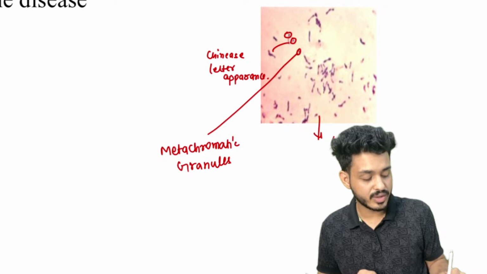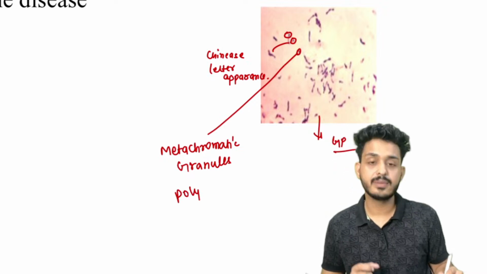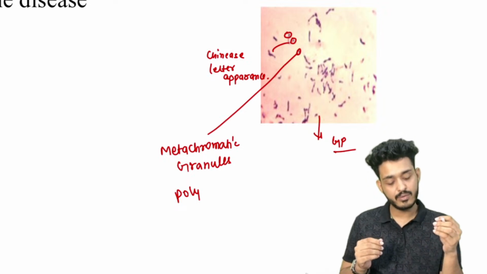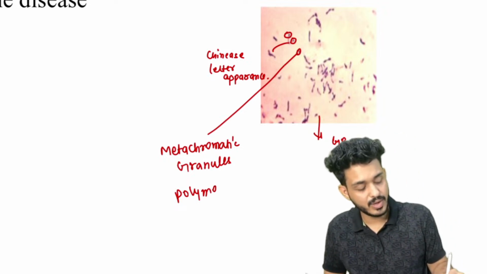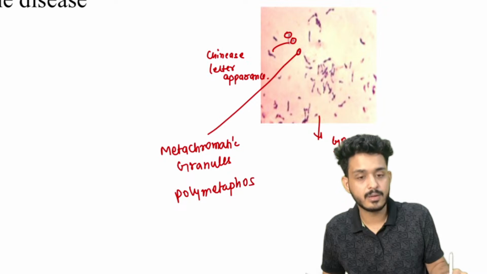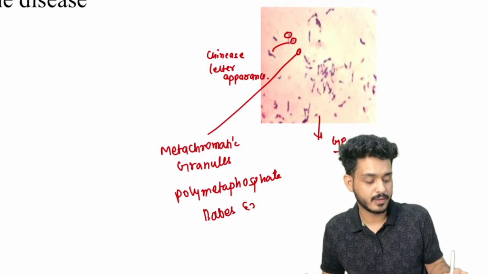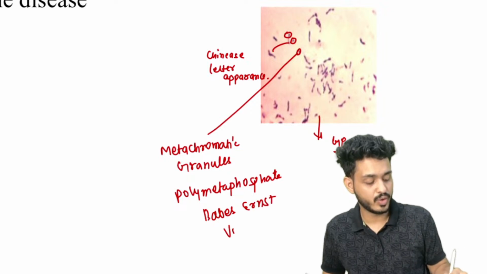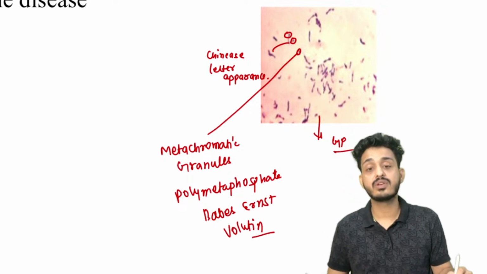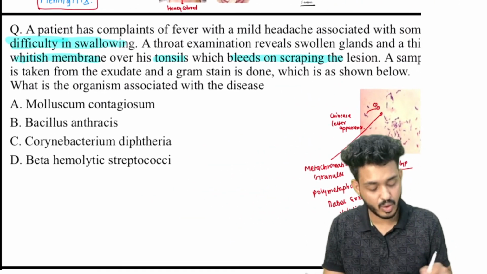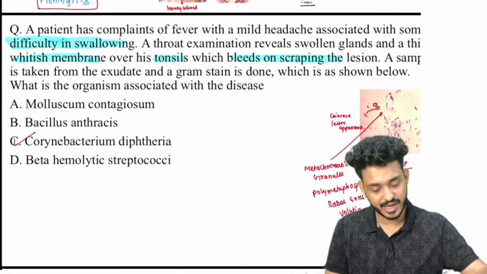These are also known as polymetaphosphate, Babes-Ernst granules, or volutin granules. These are the names you have to remember. So these are the things you have to remember about Corynebacterium diphtheriae.